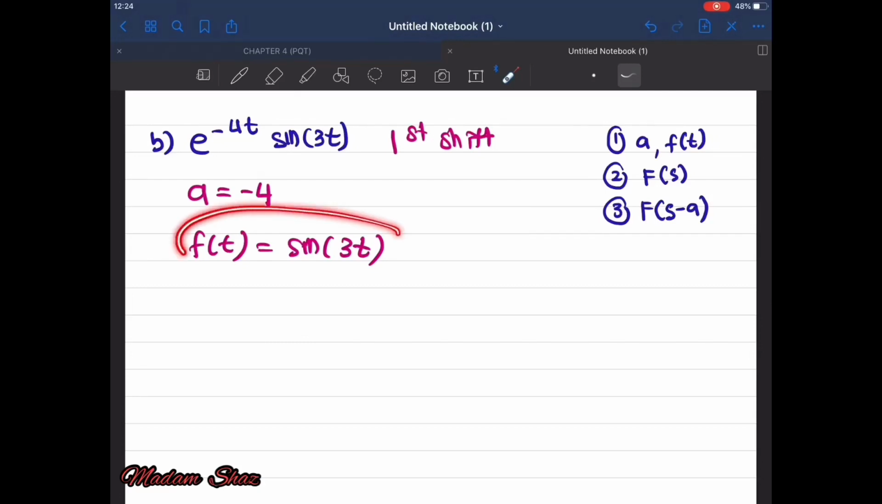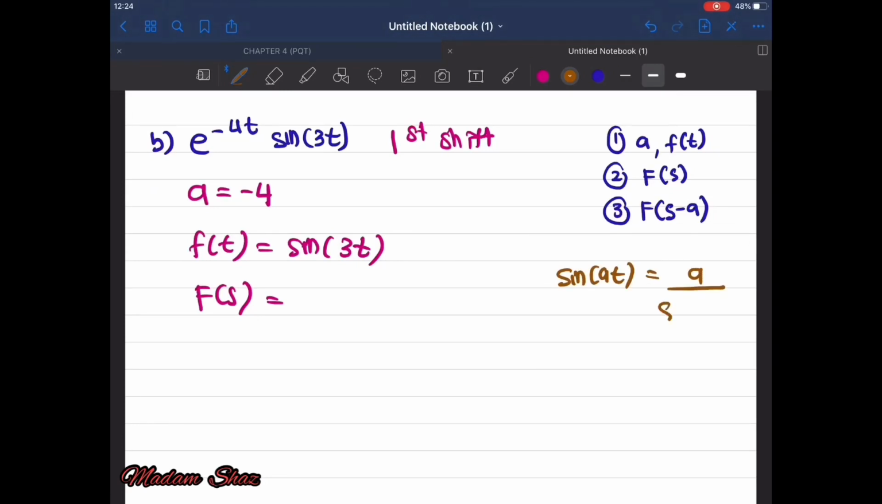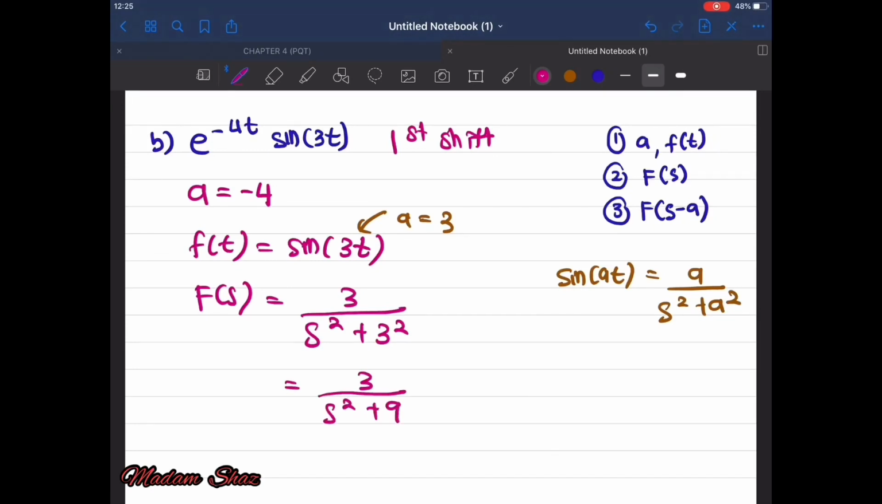So from f(t) here, you have to find what is our F(s). By referring to the table, if you have sin at, the answer will become a over s square plus a square. So from sin 3t, our a is equal to 3. Therefore, sin 3t will become a over s square plus a square. So a is 3 over s square plus 3 square. Simplify the 3 square: 3 over s square plus 9.